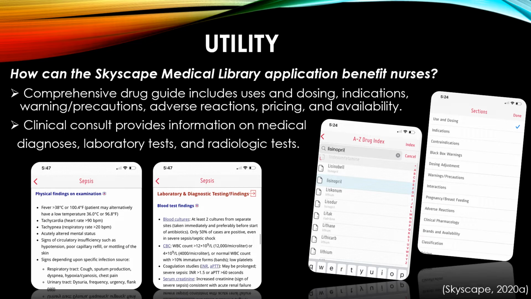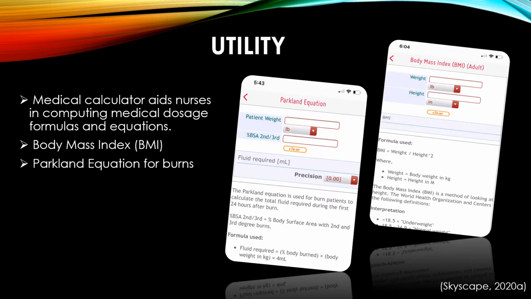Skyscape can also provide information about medical diagnosis and various tests. For example, a new nurse is getting an admission from the ER with a diagnosis of sepsis. Before the patient comes up to the floor, she can quickly look up sepsis in Skyscape Clinical Consult and see possible physical findings, blood test findings, and treatments to expect.